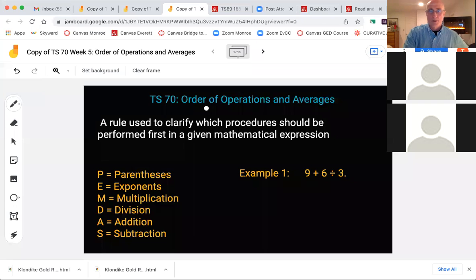So the concepts for tonight in this session: the first one we're going to talk about is order of operations. And hopefully you can see that okay, order of operations and averages. Those are kind of the two main concepts.